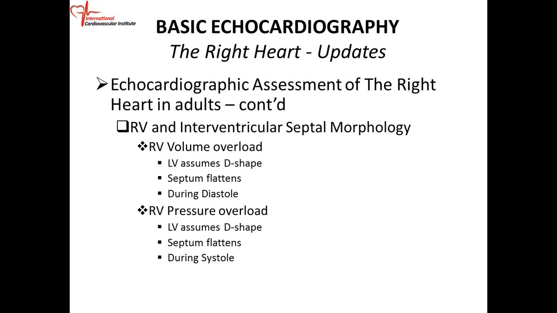This question frequently appears on physician boards. It's fair game for technician boards as well. So try to understand that. You have volume overload, too much volume on the right side, and then pressure overload if there is increased pressure. So you get a D-shaped LV in both scenarios, but with volume overload, the D shape is in diastole, and with pressure overload, the D shape is in systole.